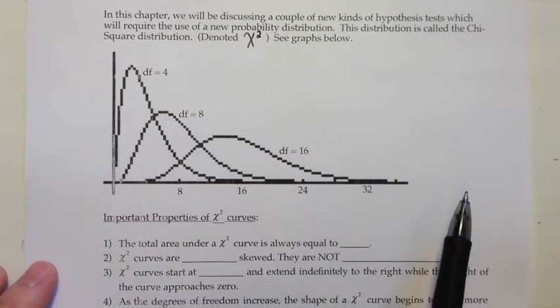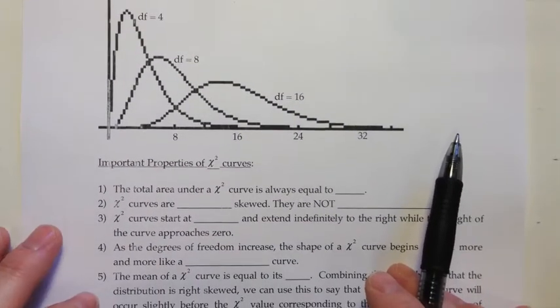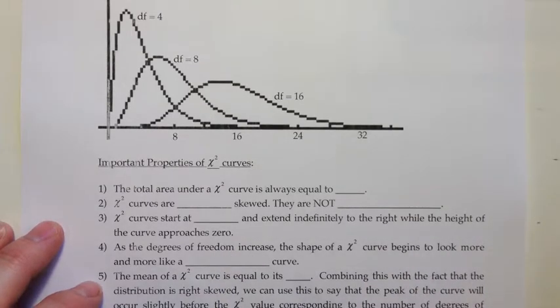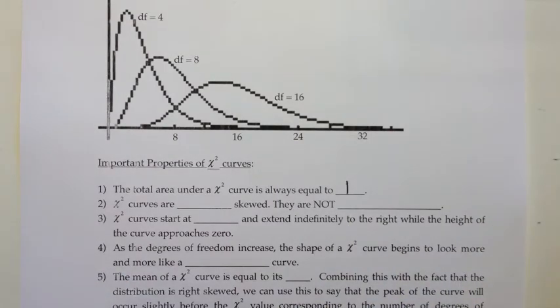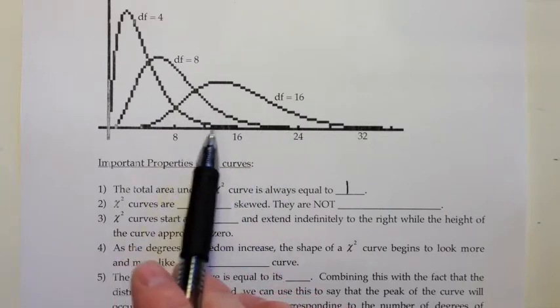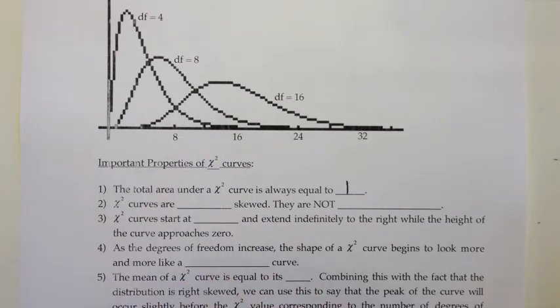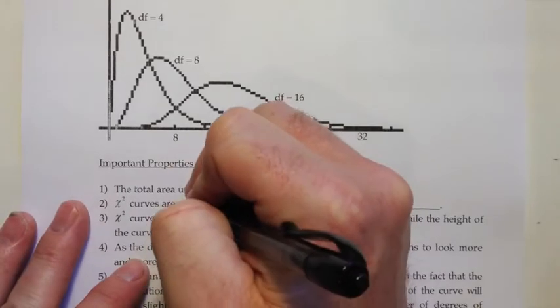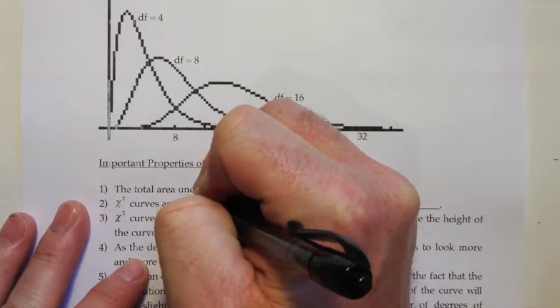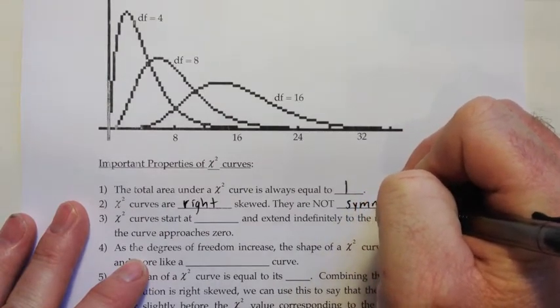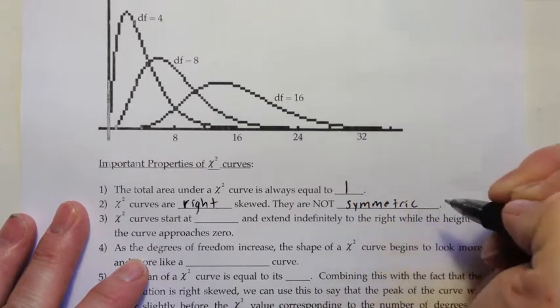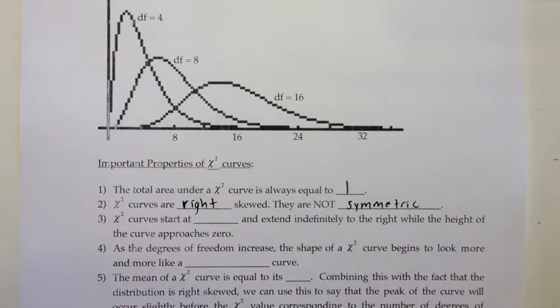So let's go ahead and note some of the properties that are on those graphs. The total area under a chi-squared curve is always equal to 1. We're going to be using these to find probability, so the total area always has to be 1, and that's why the ones that are shorter are also wider, so that the area still balances out. And chi-square curves are right-skewed, and one of the important things to note there is that they're not symmetric. Symmetric and skewed are somewhat opposites of each other, so once we state we have a right-skewed graph, then we know it's not symmetric at that point.